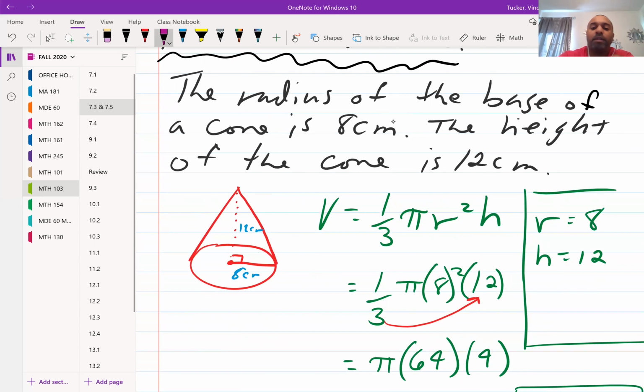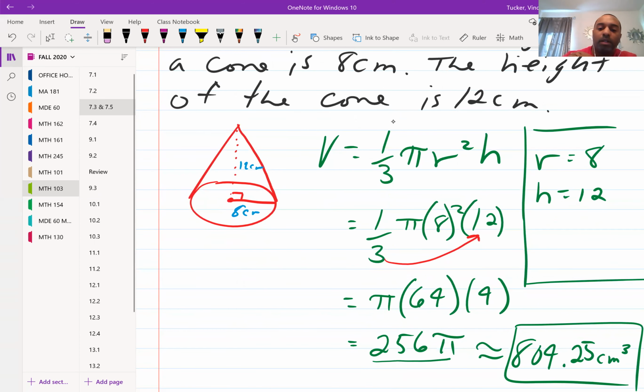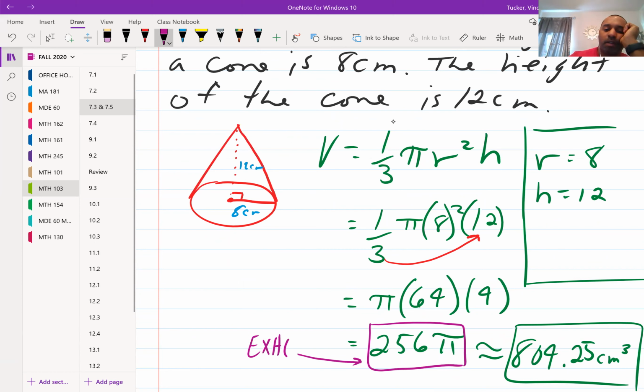If I was doing it by hand, I would take that 1/3 into 12. Once again, if you have a calculator, it doesn't matter. You can just put all of this in the calculator and get your answer. So 64 times 4 is 256. If they want the exact, this would be your exact answer. If not, for the approximation, 256 times pi, throw that in the calculator, and you should get 804.25.